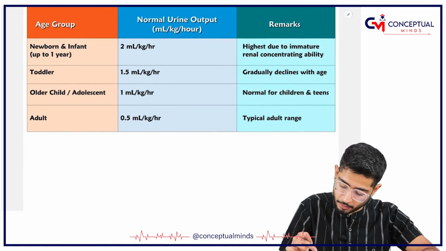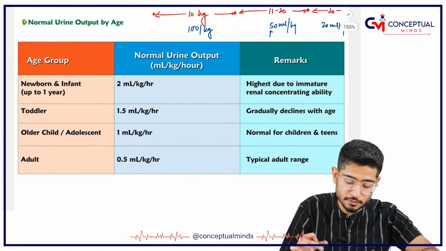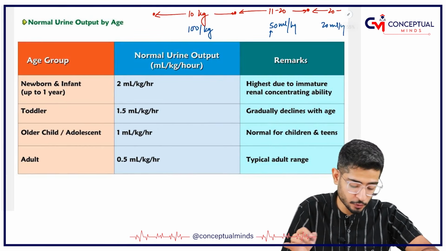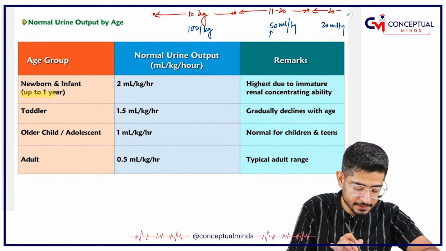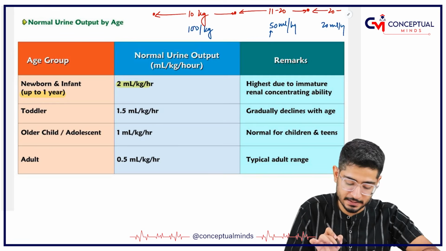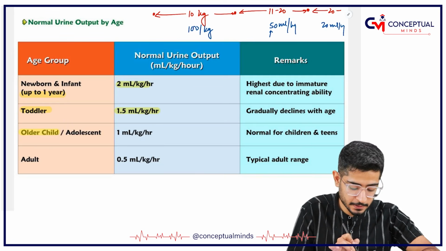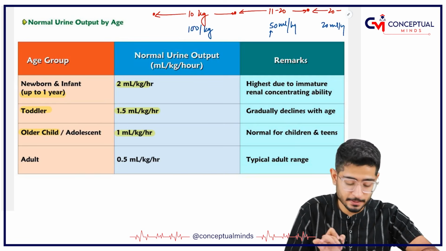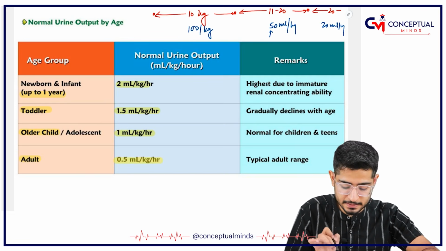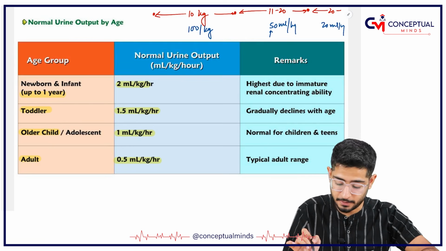So that's why it's important to understand what is the normal urine output. In newborn and infants up to 1 year, 2 ml per kg per hour. In a toddler, it is 1.5 ml per kg per hour. In older children, it is 1 ml per kg per hour. In adults, it is going to be 0.5 ml per kg per hour.